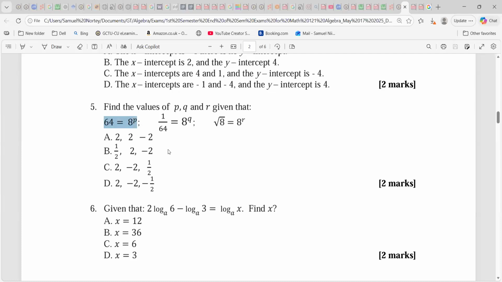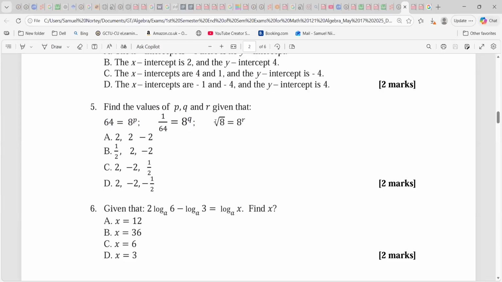Now let's come to this one. 1 over 64 is, how do we write it in terms of 8? 8 raised to the power what? Minus 2. Okay, so what is Q? Minus 2. So P is 2, Q is minus 2.